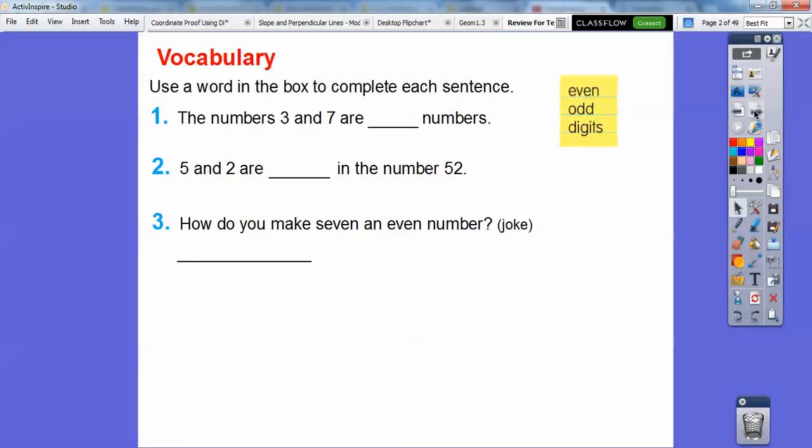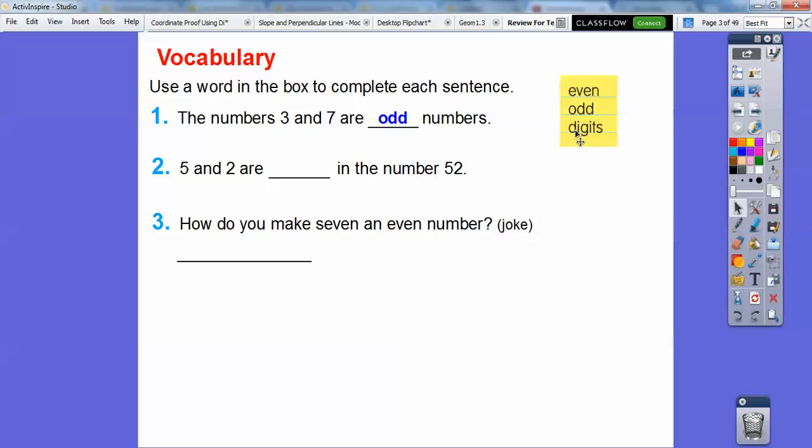So here we go. Use a word in this box over here to complete each sentence. Numbers 3 and 7, are they even numbers, odd numbers, or digits? Do you remember 3 and 7? Those were odd numbers right there. 5 and 2 are blank in the number 52.